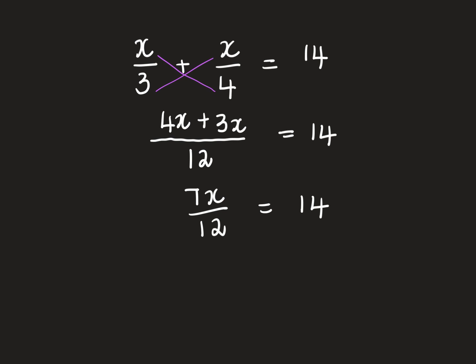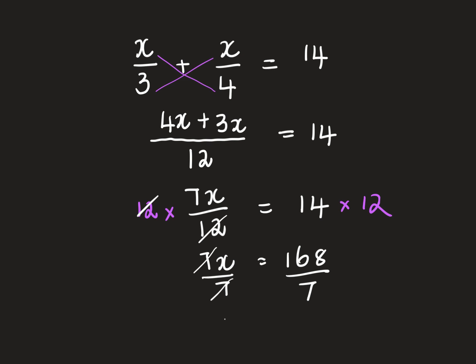Okay, I've almost solved the problem now. How do I get rid of a divide by 12? Well, I multiply both sides by 12. Use my calculator for that. 14 times 12 is 168. Now those 12s cancel there, that's gone now. So now I have 7x equals 168. Divide by 7, cancel. X equals 168 divided by 7, which is 24.